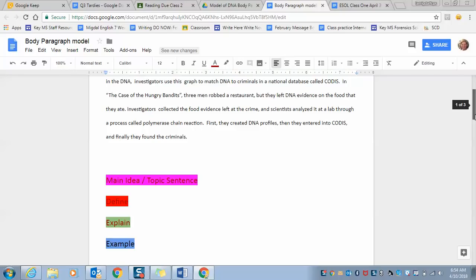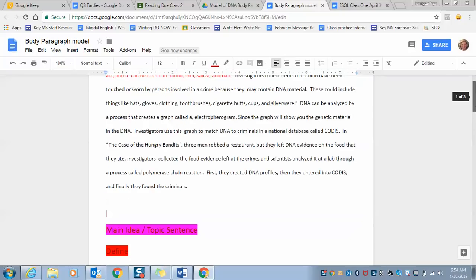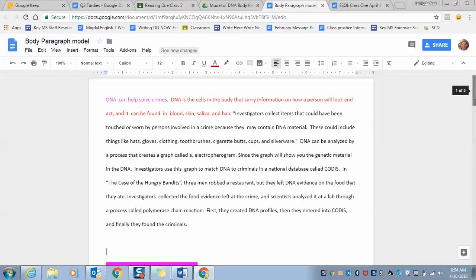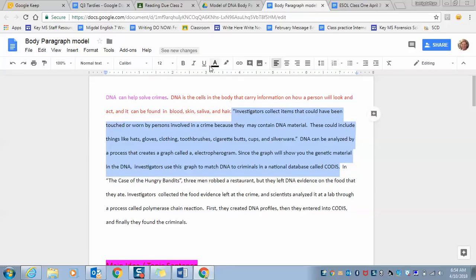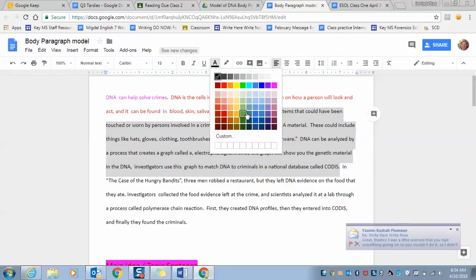Now I want you to explain it. And again, I said that's 2 parts. First, we need to explain what the evidence looks like at a crime scene. Then we have to explain what a scientist does with that evidence to catch a criminal. So we're going to go from here all the way down to here. And what did I say? That's green? Yes, that's going to be green. So let me make this green.